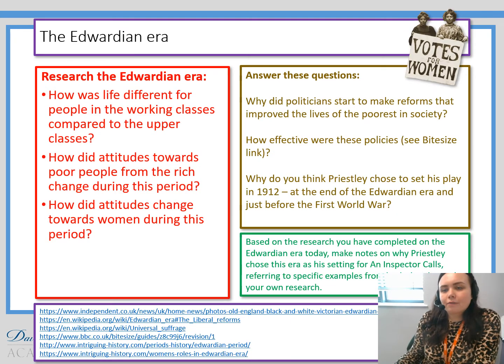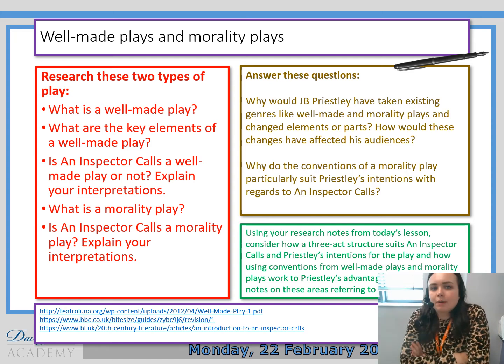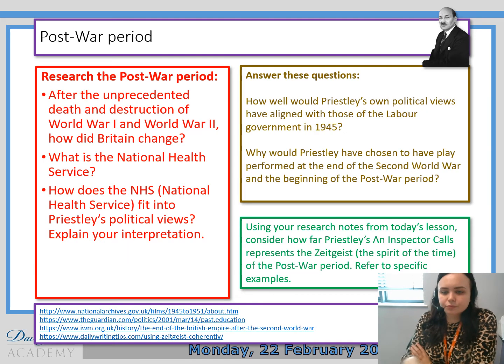You might want to have a look at the Edwardian era, that's when the play is set, okay? There are all these different links here that you can access that will give you information about the Edwardian period, and you can start to think about how the Edwardian era would have had some sort of impact on the writing of the play as well. You might want to look at the difference between well-made plays and morality plays, or whether they are similar, okay? Again, there are some links at the bottom of the slide to help you with that.